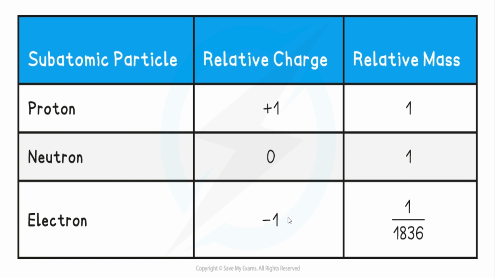Just a quick exam tip. You can see from the table that the relative mass of an electron is almost negligible like we've just said. The charge of an electron is -1.602 times 10 raised to the power -19 coulombs, whereas the charge of a proton is positive 1.602 times 10 to the power -19 coulombs. We call it the relative mass because the mass is relative in comparison to the mass of an electron.